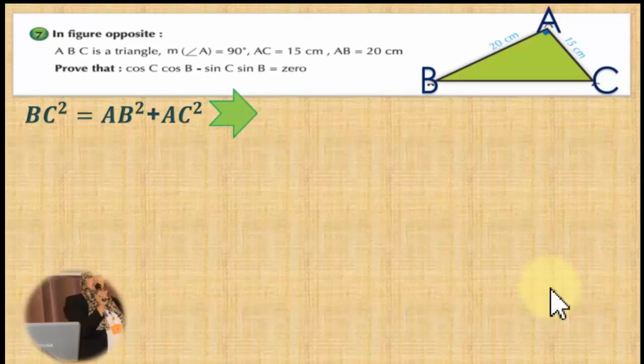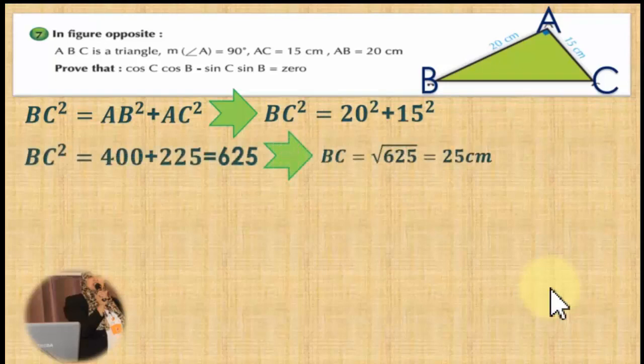We can use Pythagoras theorem. So BC power 2 equals AB power 2 plus AC power 2, because BC here is the hypotenuse, the opposite of the right angle. So BC power 2 equals 20 power 2 plus 15 power 2. 400 plus 225, which is 625. We can get BC as the root of 625. BC here equals 25 centimeter.